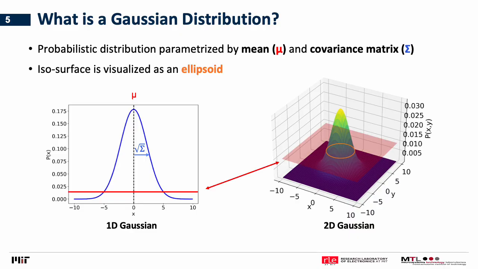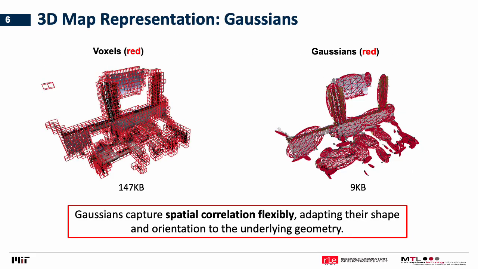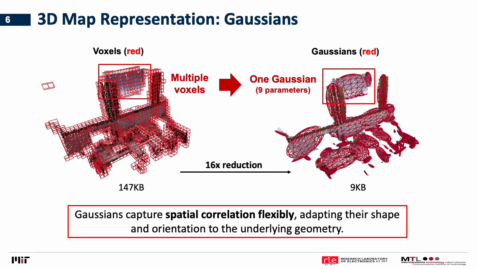Now if we were to cut the distribution with a red line in 1D and a plane in 2D, we see that the iso surface, where the plane and the distribution intersect, looks like an ellipsoid, which encloses the majority of the distribution. In 3D, we can use each Gaussian ellipsoid to enclose the geometries. So on the right, we can see that the Gaussian map requires only 9 kilobytes. This is 16x more efficient because each Gaussian can change its shape and orientation to flexibly adapt to the underlying geometry that is typically represented by multiple voxels.